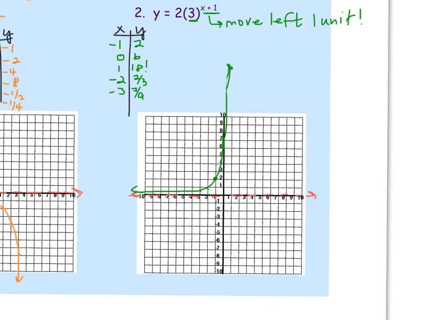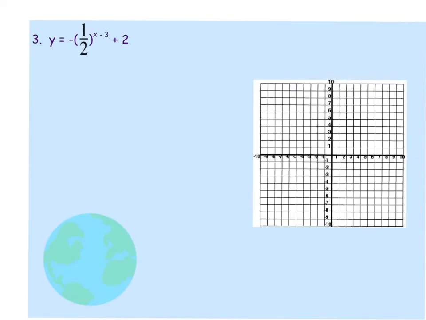All right, let's do one more. This one's pulling out all the stops. Take a look at what's going on here. We have y equals negative 1/2 to the x minus 3 power plus 2. Wow. The only thing we're missing is the defined a value.